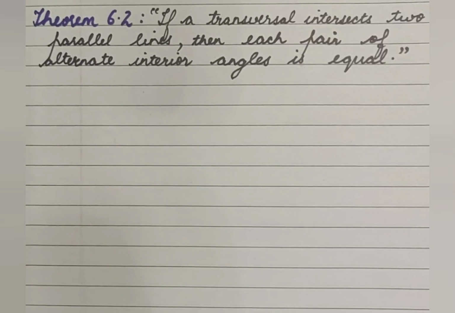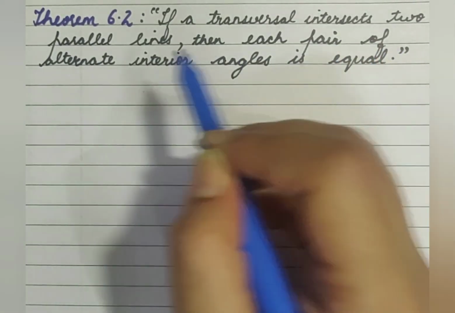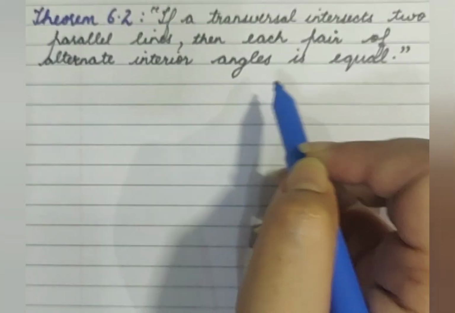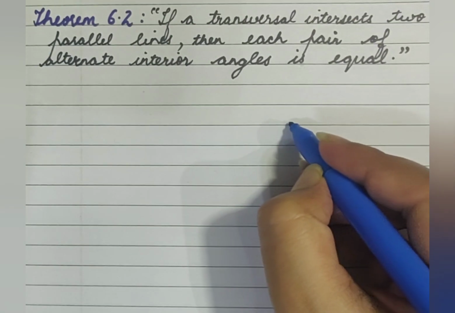That's it. Let's start with the next theorem, 6.2. It states that if a transversal intersects two parallel lines, then each pair of alternate interior angles is equal. Let me draw a diagram for this.